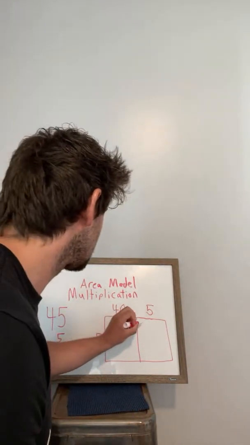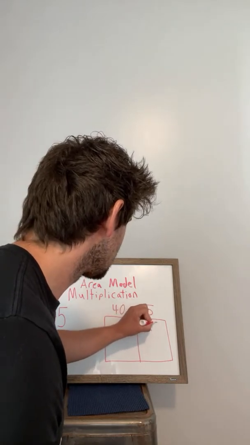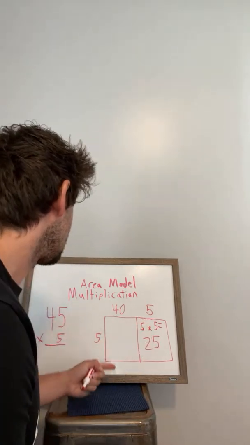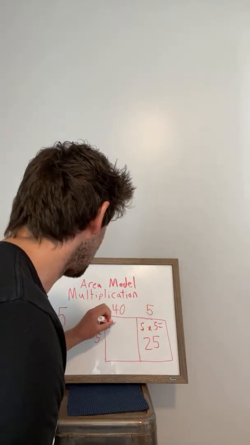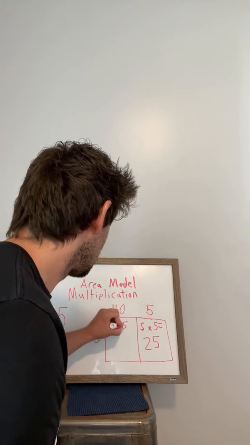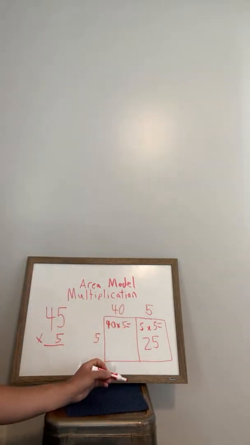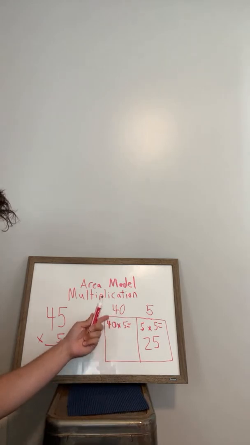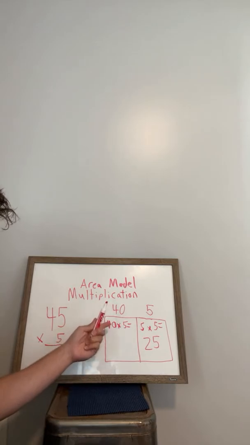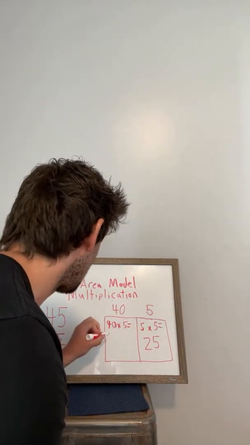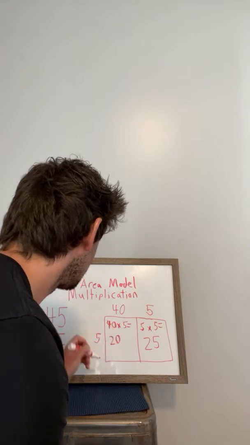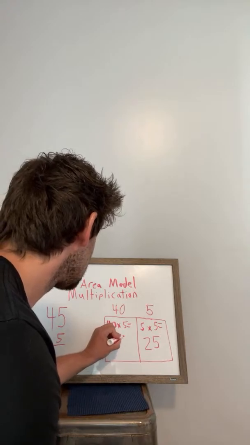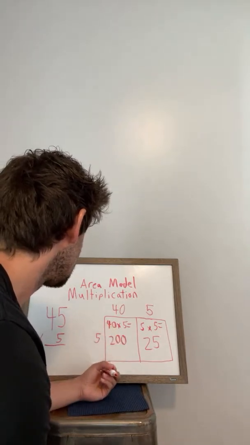Alright, so in this box, we're going to multiply 5 times 5. 5 times 5 is 25. This box, we're going to multiply 40 times 5. So remember, the trick here is you just multiply the single digit number. All you need to do is multiply 4 times 5 and then add a 0 to your answer. So 4 times 5 would be 20. And since there's 1 zero in the number 40, I'm going to add a 0 to that. We have 200.